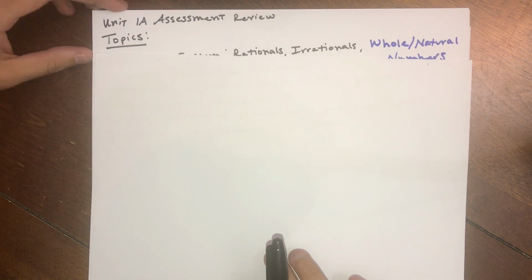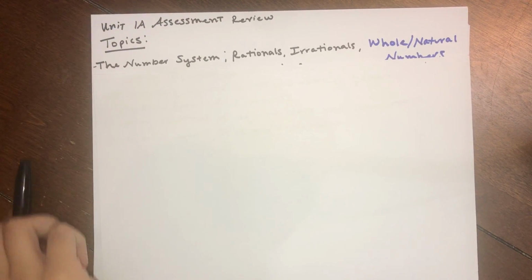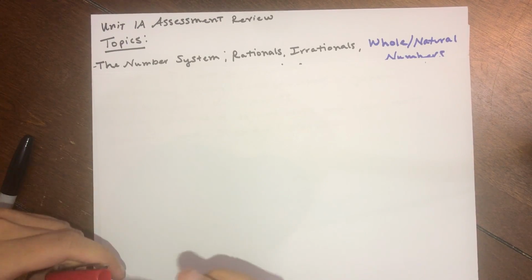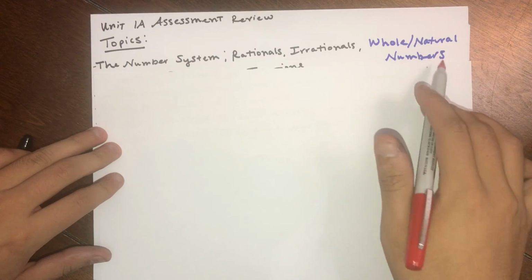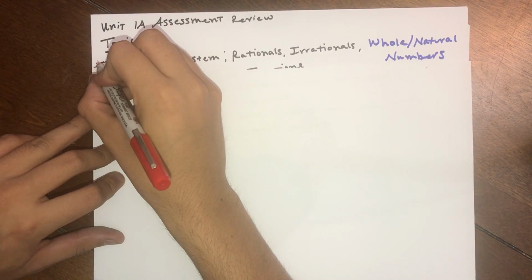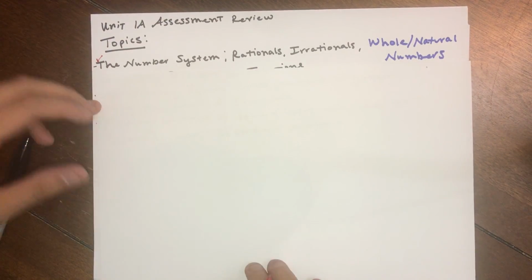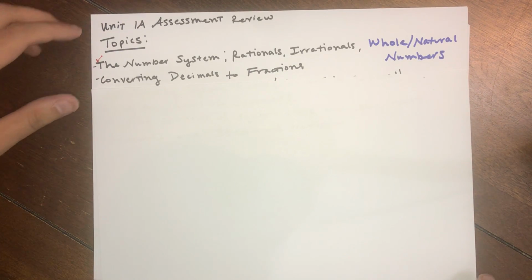Okay, so this is going to be the next video in the Unit 1A assessment review. You should have just seen the number system review video, where we talked about rationals, irrationals, and whole and natural numbers. So maybe we could do a little check mark there. Now the next item on the list is converting decimals to fractions, specifically converting repeating decimals to fractions. And that's what we're going to look at right now.